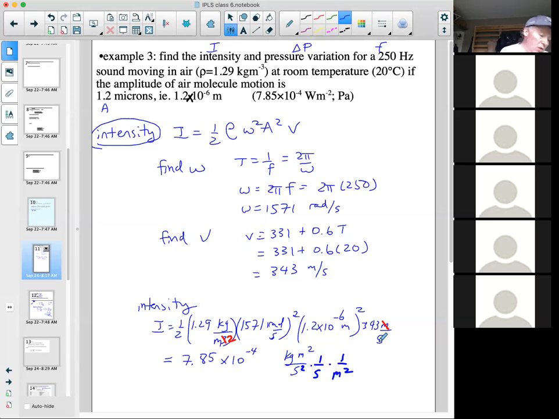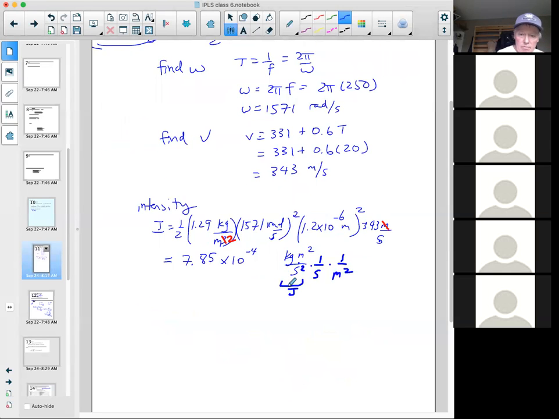So a kilogram meter per second squared is a Newton. So this is a Newton meter, which is a joule. Okay, this is a joule. A joule per second is a watt. And so we've got units of watts per meter squared, which is exactly what we should have for a unit of intensity. So there, we did the units.